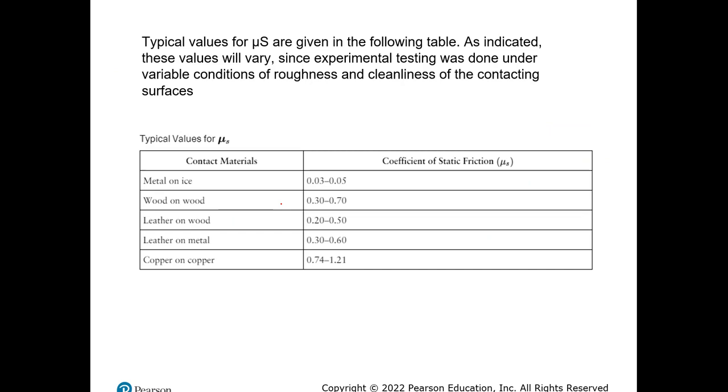Typical values for mu s are given in the book. You can go and take a look at it. There is an experimental way to get mu, and that will depend on the materials and so many other things, but the table is given in the book, and with that table you can solve the exercises for now.